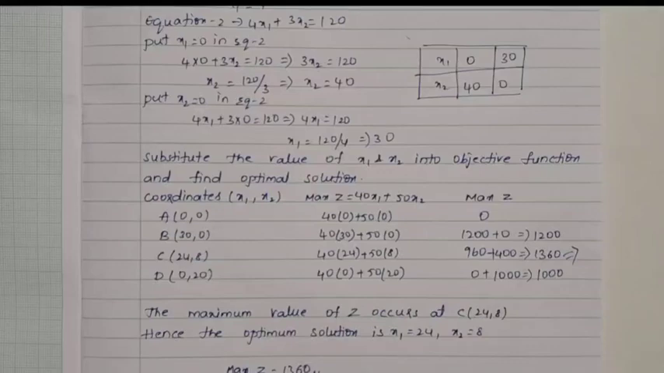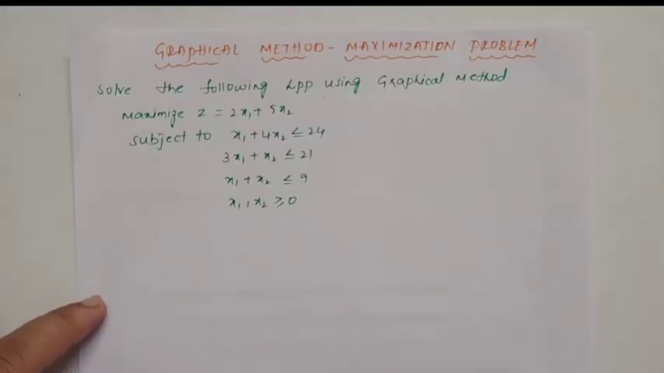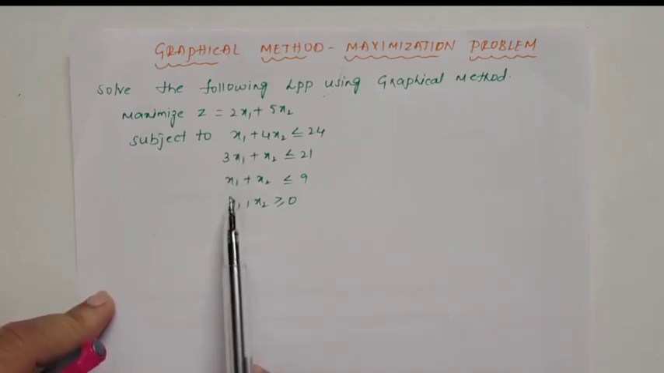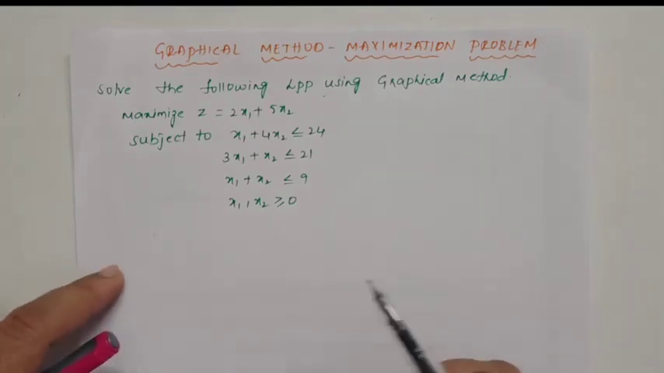We can represent it as x1, x2 greater than or equal to 0, which is the non-negative constraint. Let's move to another LPP problem, the graphical method. Here we are using 3 constraints. Now let's convert the inequalities into equalities. That is our first step.